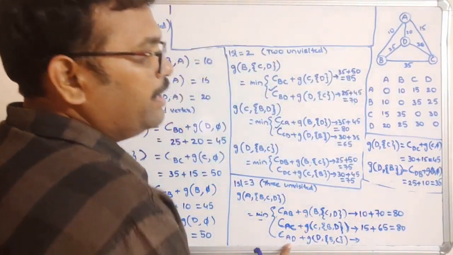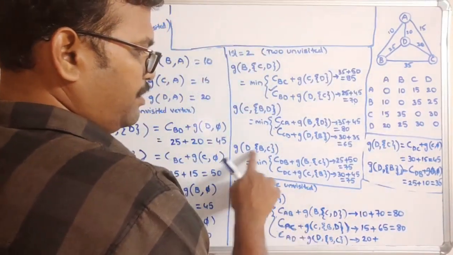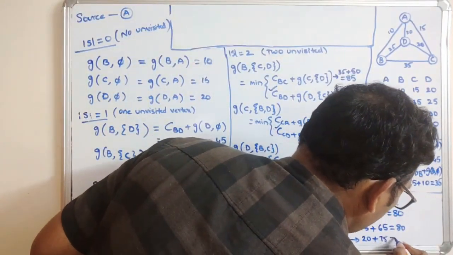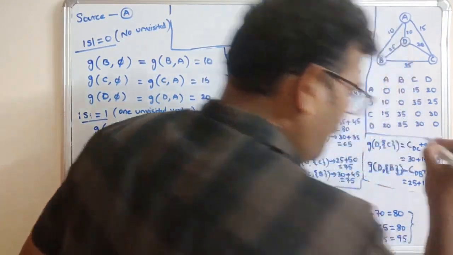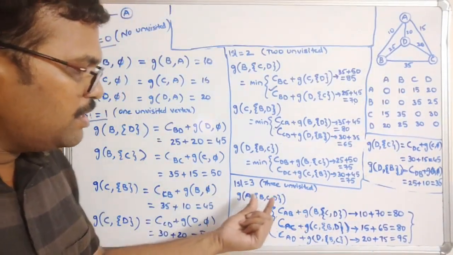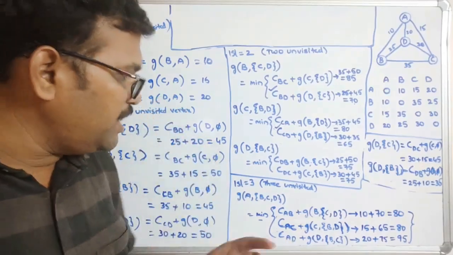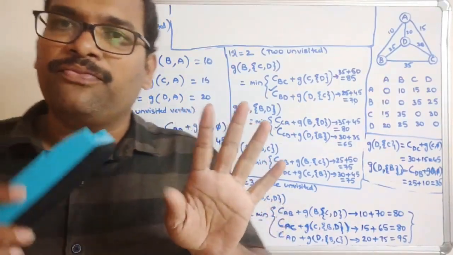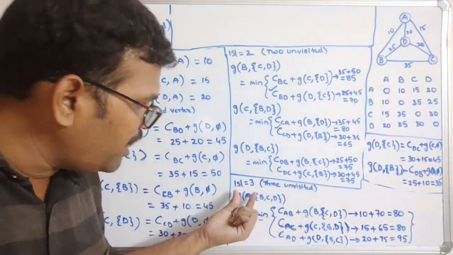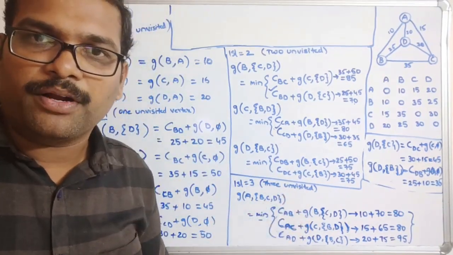And the third one, AD, cost of AD is 20, plus G of D comma BC, where both are the same value, so we can select any value. So it is 75, which gives 95. So among these 3, we have to select the minimum, and we have to stop the process because we are having a maximum of 4 nodes or 4 vertices, and among these the 3 are unvisited. So already we have fixed one as a source, and only 3 more vertices are possible, and we have repeated from 0 unvisited to 3 unvisited. So we have to stop here, right?